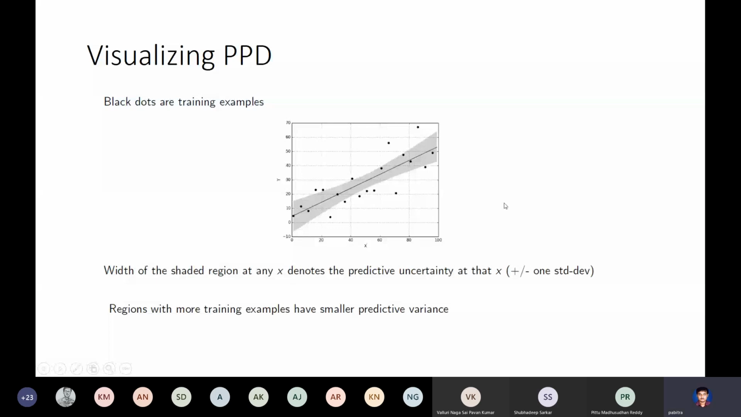Interesting to note is that the region of x where you have less data has a higher variance. You are less certain about what your y would be. The region where you have more data has less variance. You are more certain about what your y should be.